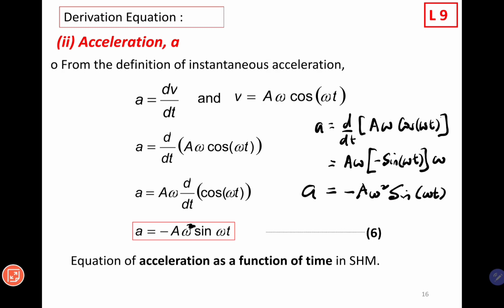So this is the equation of a. A equals negative a omega squared sine omega t. So normally a is always in negative sign. Why? Because a is always towards the equilibrium, or against the displacement. Alright, so this is the equation of acceleration in terms of t.